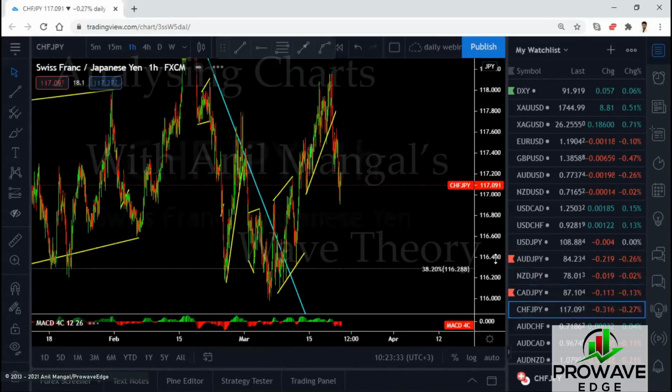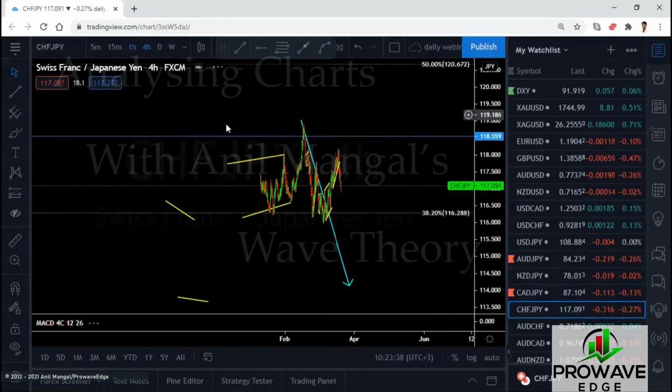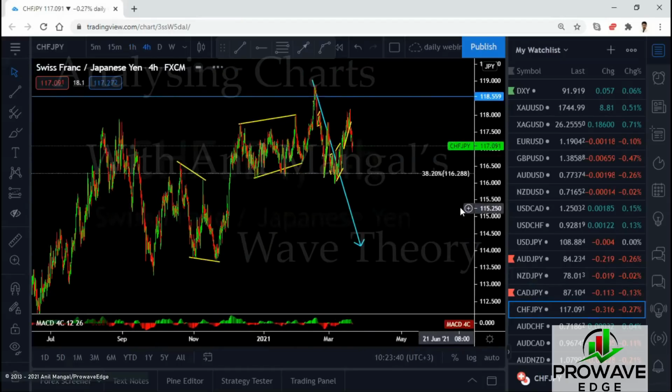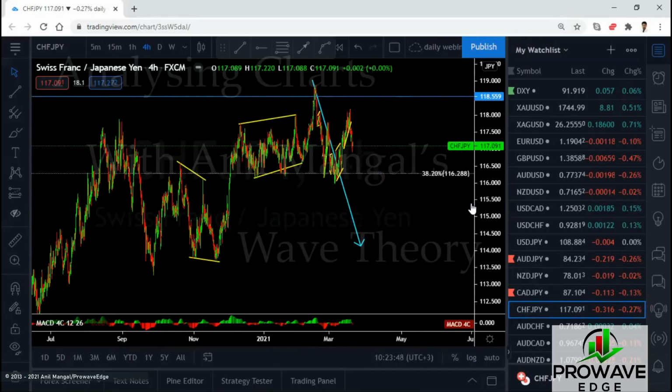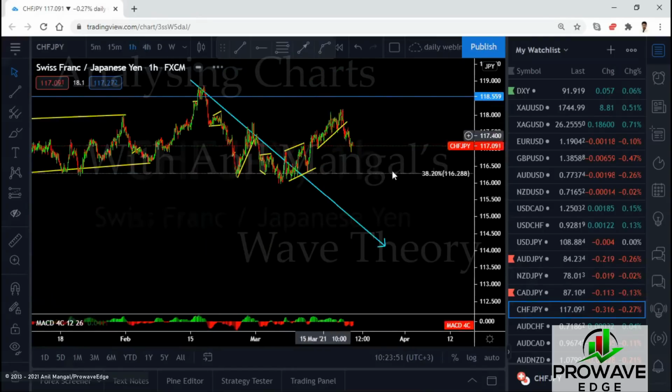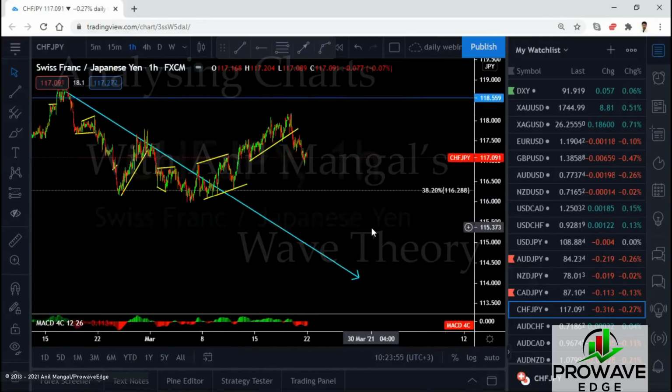Swiss yen. Swiss yen is a little messy. You probably want to ignore this one. It's downside. I'm still expecting that they will probably make this move down. I don't think this was all, so we might get a drop to this level and then up. But I'm not very sure about it. It's a little messy with the structures you have here, the number of corrections you have. So probably stay away from this.